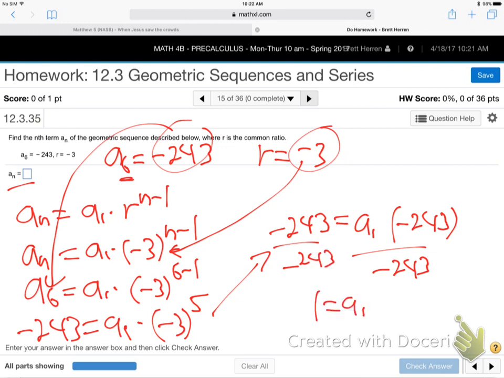A1 is just 1. So the formula they want, a sub n, is 1 times minus 3 to the n minus 1. There's the formula. Good thought. Questions on that one?